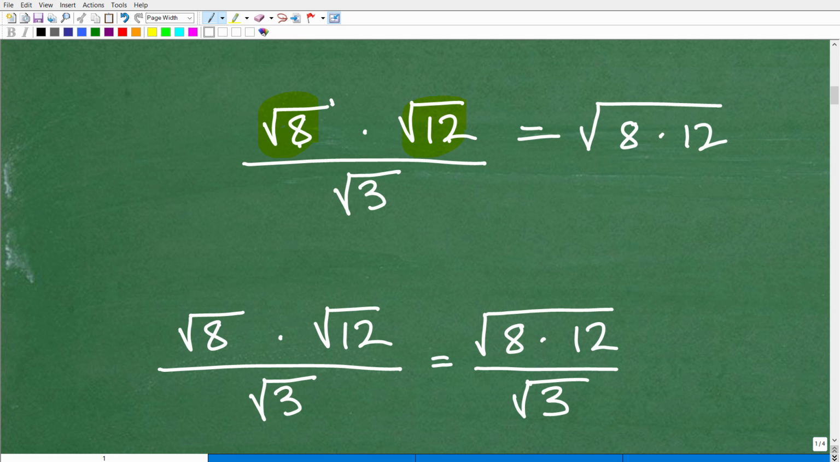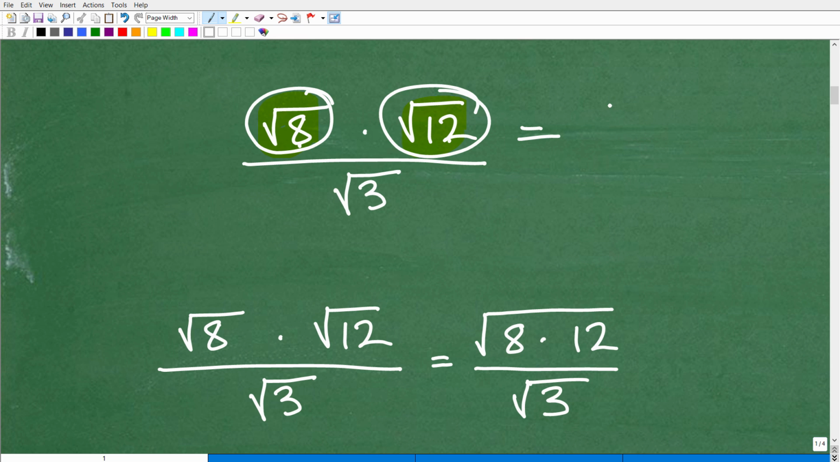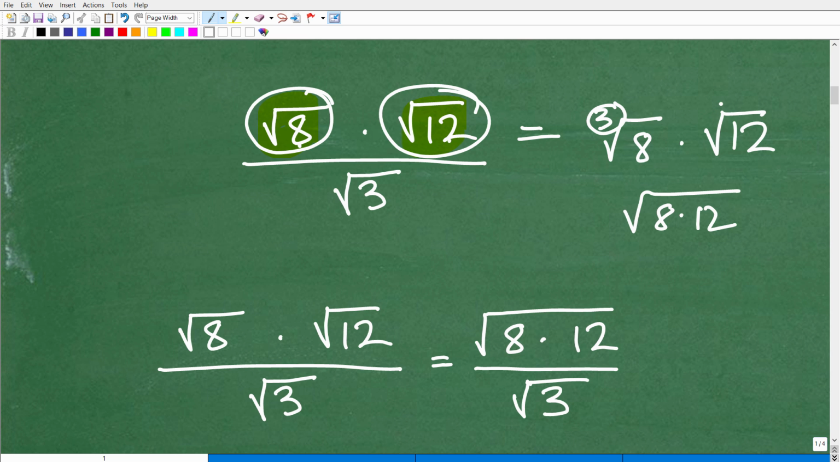All right, so first things first, when you're multiplying two square roots, the technical rule is this: if I have the cube root of 8 and I'm trying to multiply by the square root of 12, this is a no-no. We can't do 8 times 12.